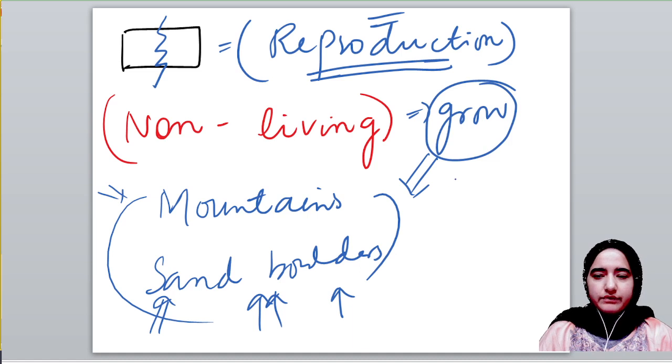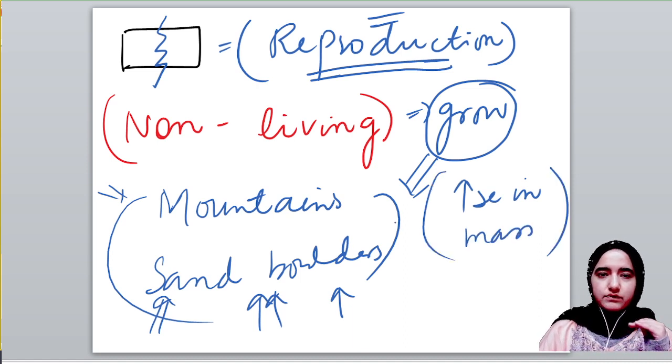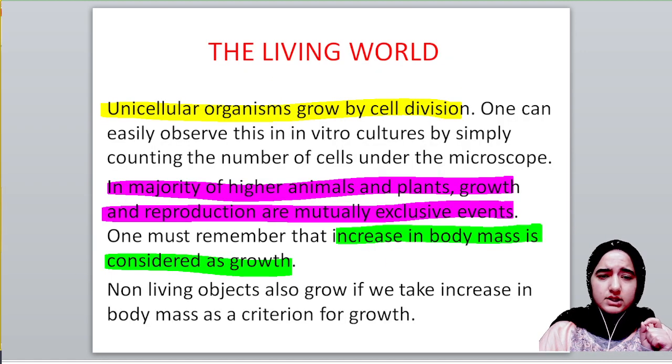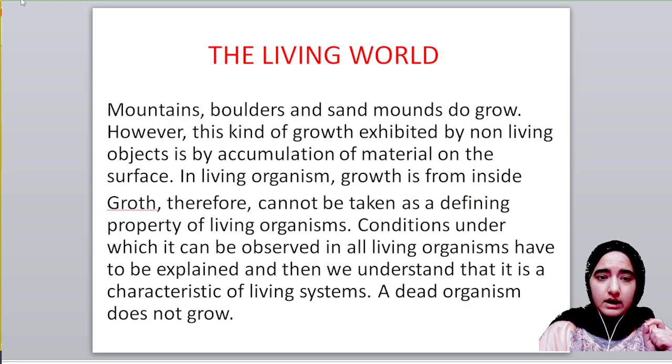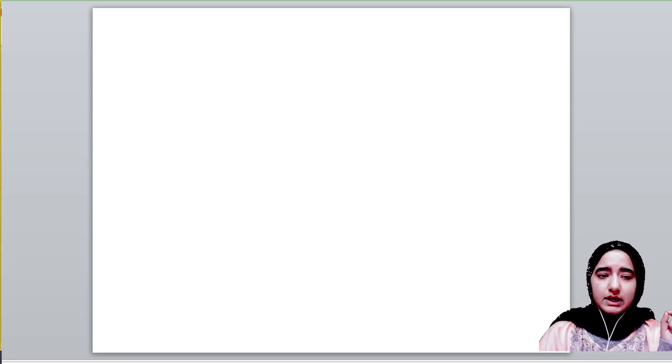If we take the example of increase in mass, please remember, their mass would increase, that's why growth will take place. I hope this concept is clear. Obviously non-living objects don't grow in height, they grow in size. Here I gave you so many examples like mountains, boulders, sand mounds. They also grow, but this growth by non-living objects is by accumulation of material, be that sand particles or dust particles. So we can say growth is of two types.